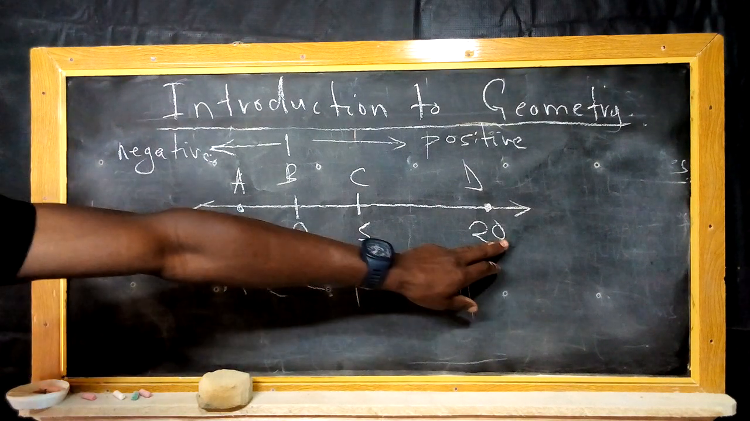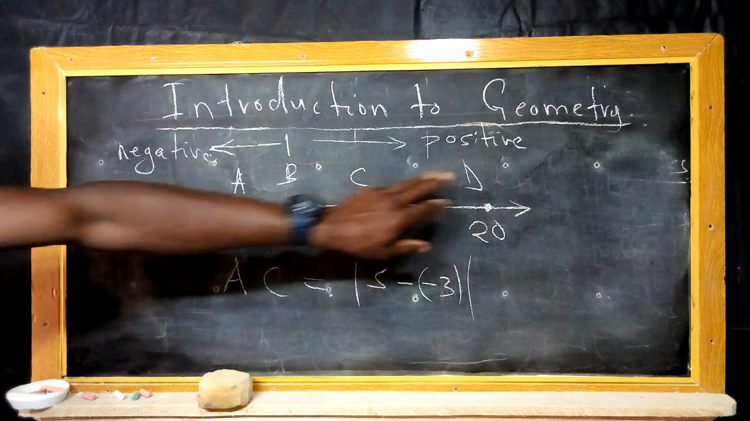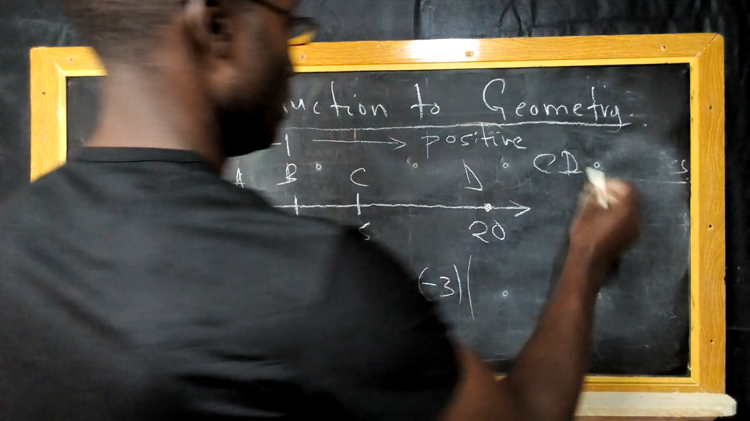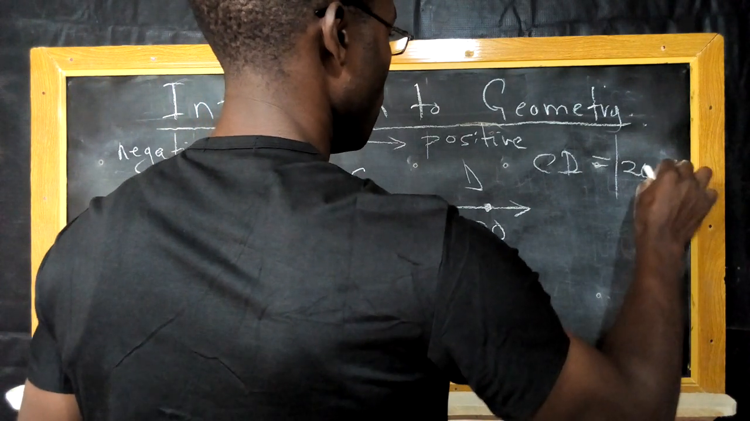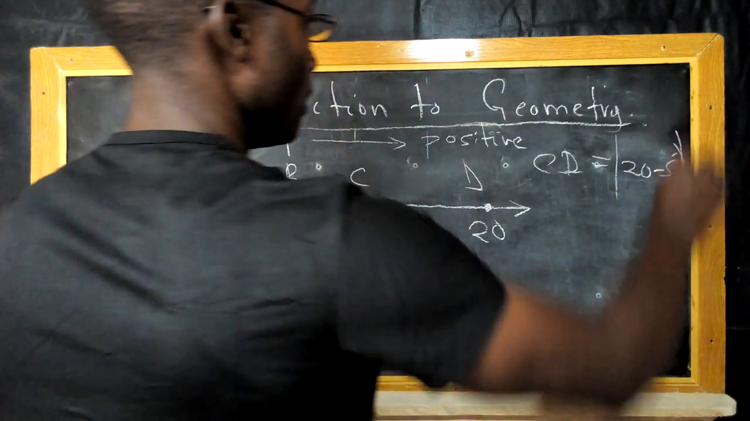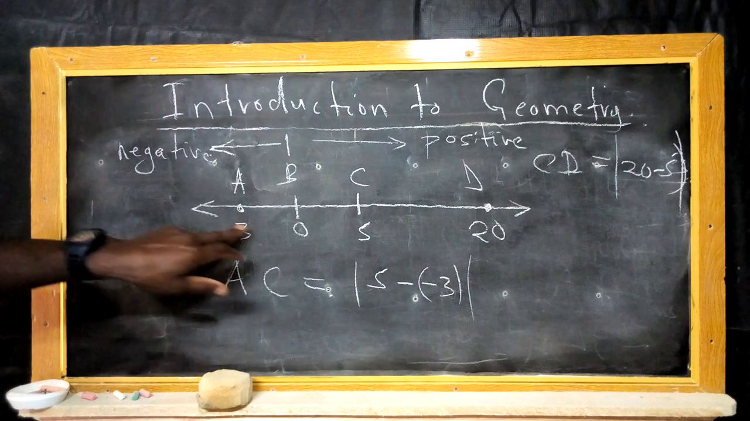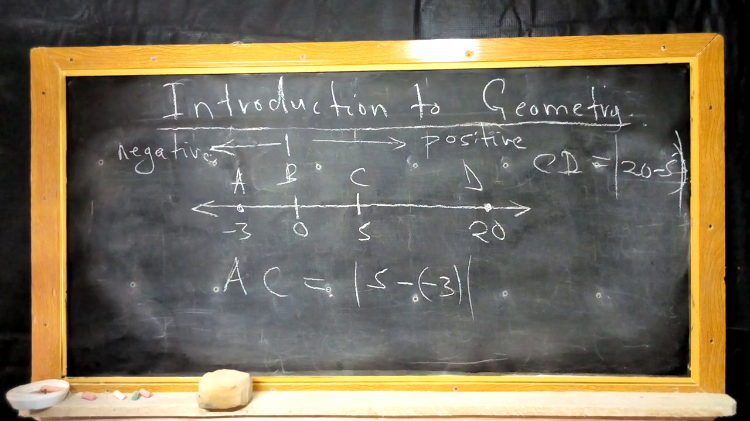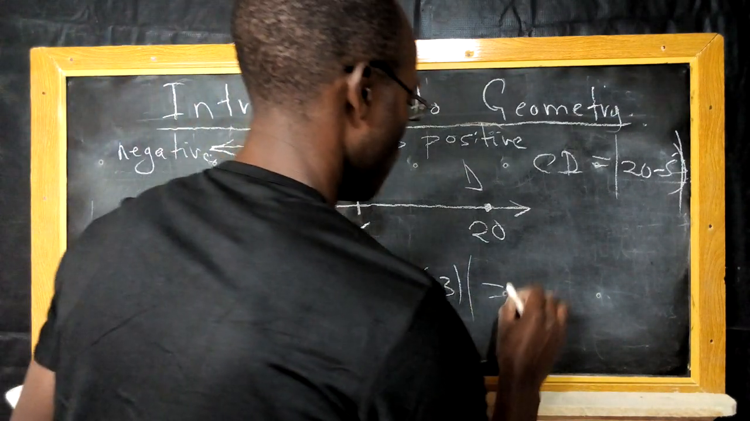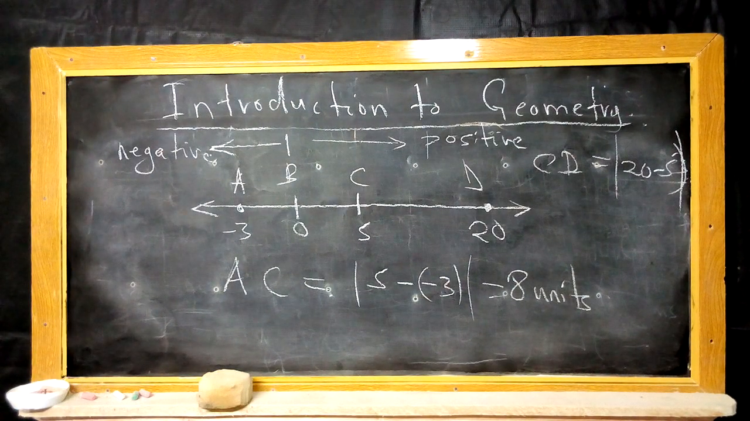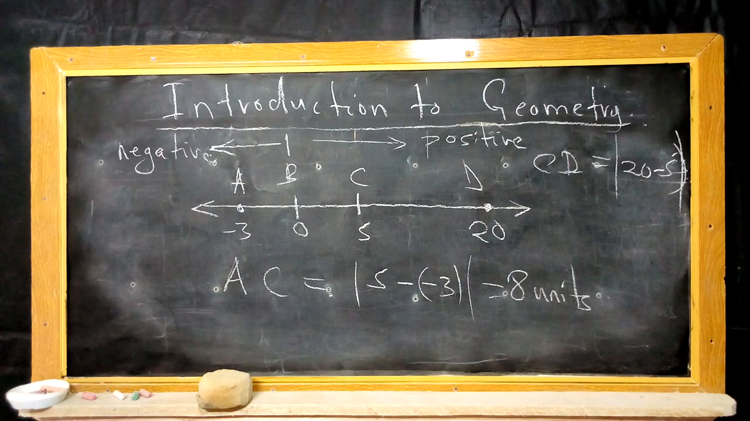Suppose we were to find the distance from 20 to 5, this is CD. I'm just giving an analogy of this. So we have to find C and D; we will just get the magnitude of 20 minus 5. Similarly, since we were to minus 5 minus negative 3, then the magnitude of this will be 8 units. It could be centimeters, kilometers, etc. So on that number line, that is how we are going to find the magnitude of that line between two different points.